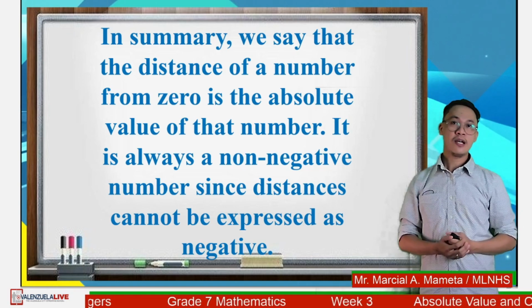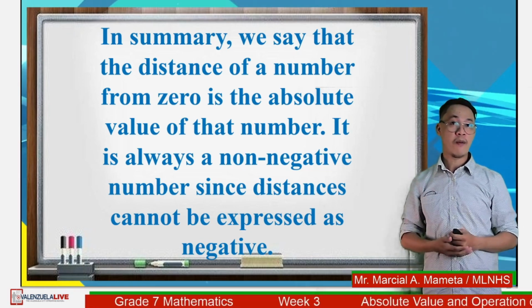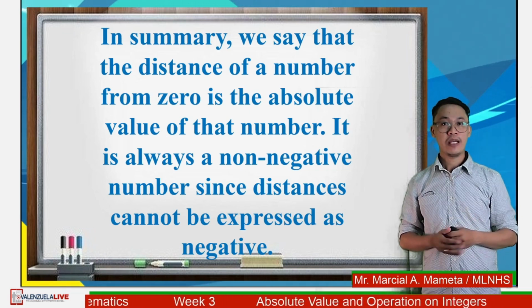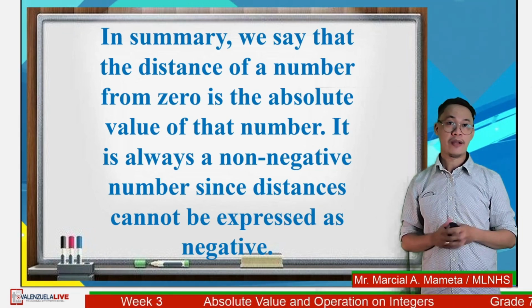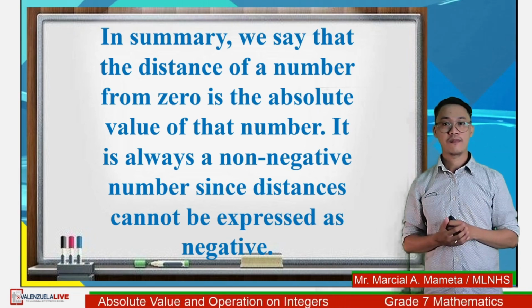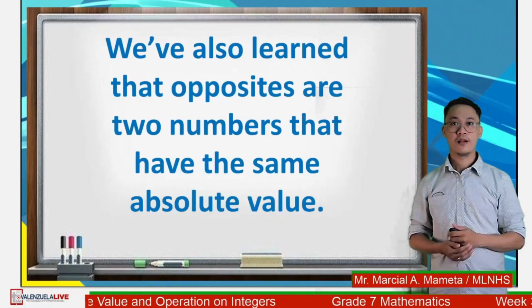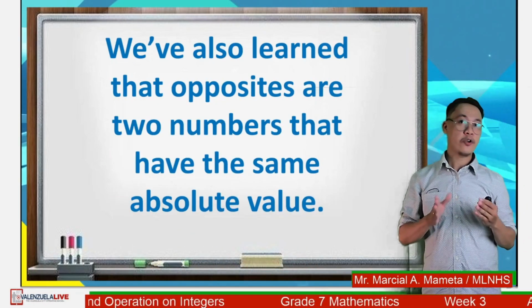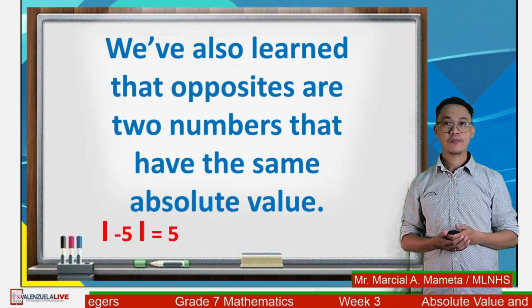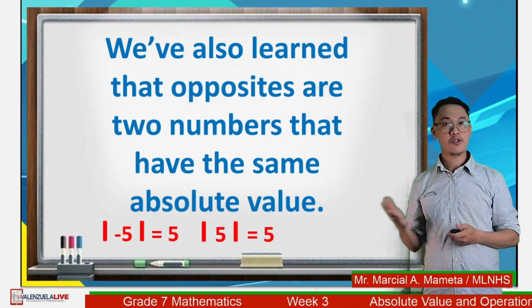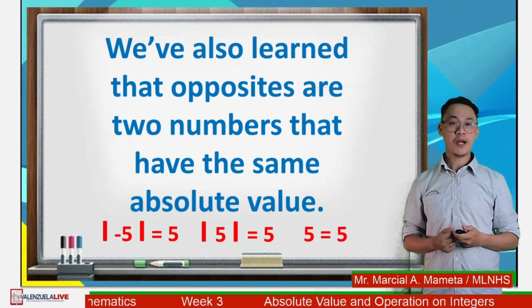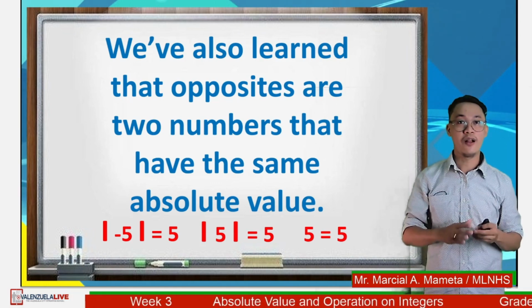In summary, we say that the distance of a number from 0 is the absolute value of that number. It is always a non-negative number, since distances cannot be expressed in negative. We've also learned that opposites are two numbers that have the same absolute value. The absolute value of negative 5 is equal to 5. The absolute value of 5 is equal to 5. Therefore, the absolute value of negative 5 is equal to the absolute value of 5.